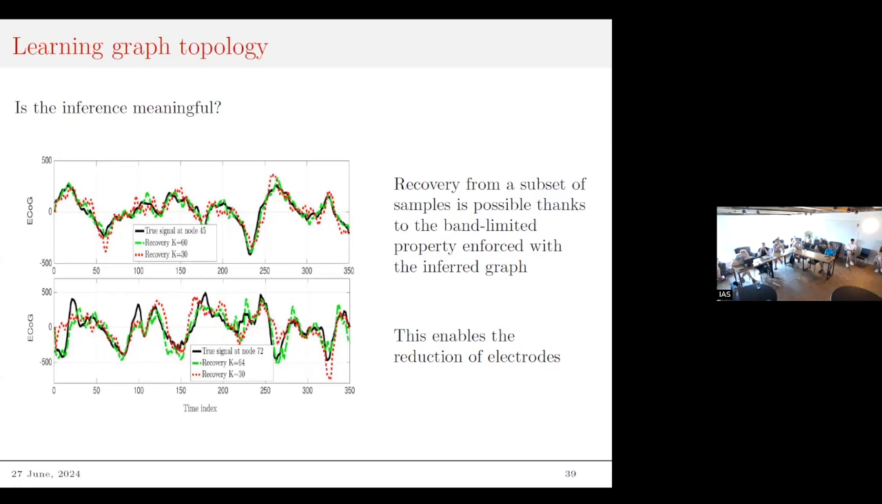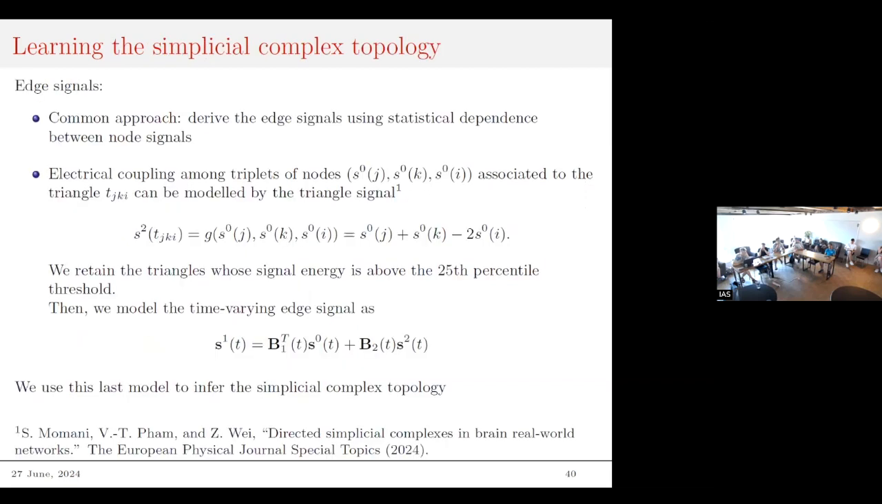But it is important that in this case we are able to reduce the number of electrodes in play on the brain, because we need only to observe a reduced number of samples to recover the entire graph signal. And we go beyond the graph, we consider simplicial complexes. In this case, we need the edge signal. A common approach is to derive the edge signal using statistical dependence, so the correlation between the signals observed over the nodes.